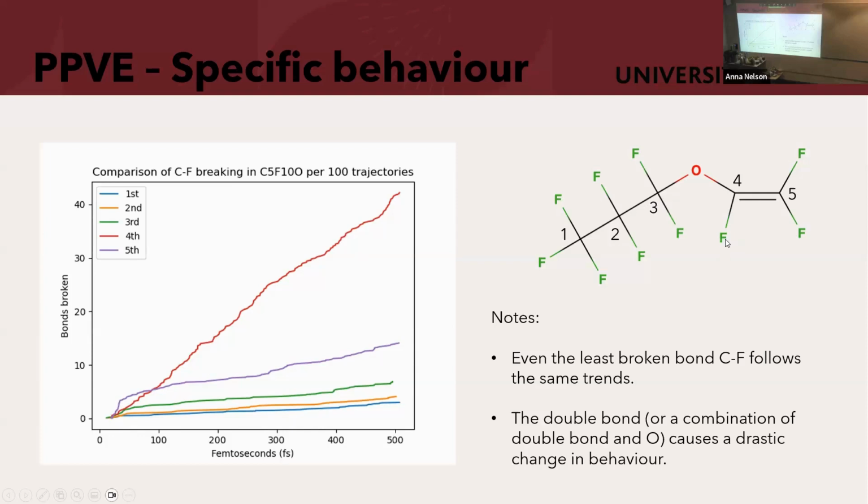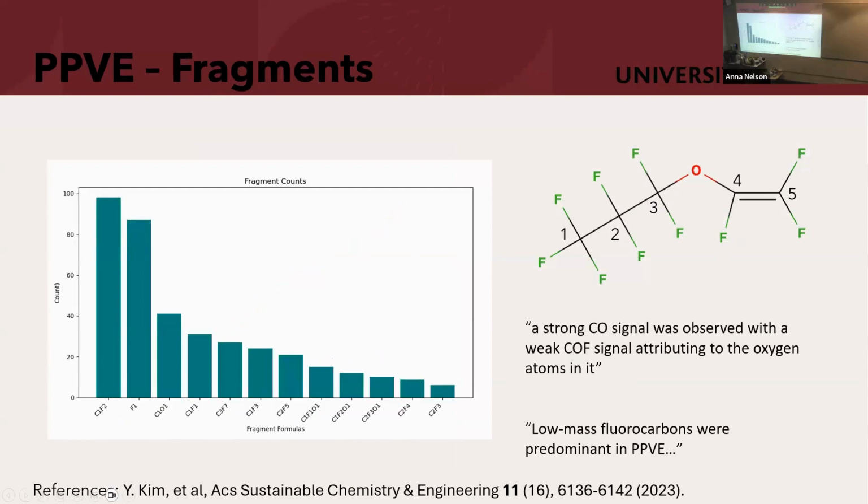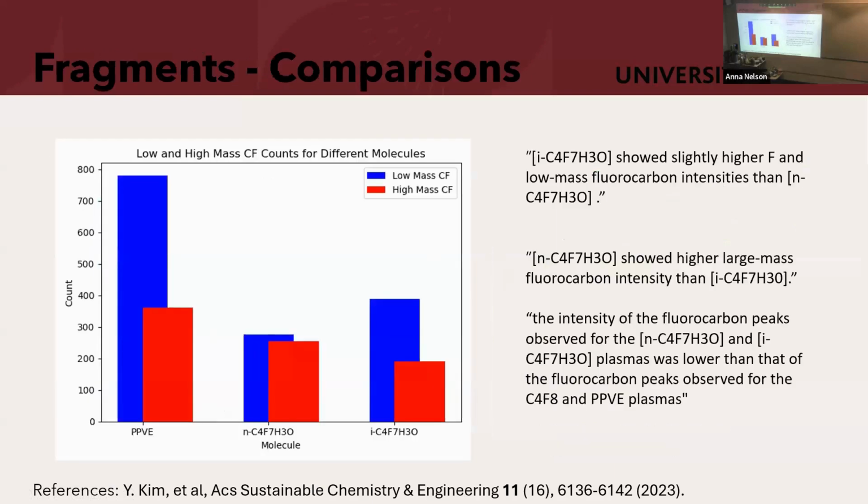And so if we turn from looking at the number of bonds broken to the overall fragments left, there are a lot of PF2, a lot of CO, and this would essentially be our model's analogue to a mass spec. And so when we look at the experimental paper from which we took these molecules, we're essentially agreeing with this strong CO signal that we observed, and we're also agreeing that low mass fluorocarbons are predominant, which is good.